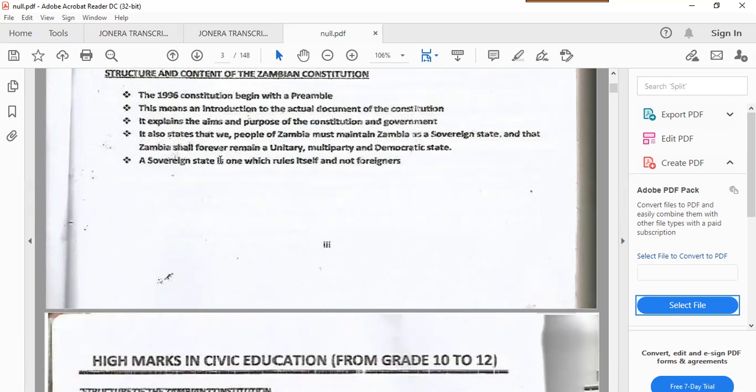And that Zambia shall remain forever unitary, multi-party, and democratic. A sovereign state, like I said, is one which rules itself and not by foreigners. So this is what a preamble has to contain. It has to have an introduction about what the document is talking about, the aims and purposes of our constitution, and it has to talk about maintaining Zambia as a sovereign state, a unitary state, multi-party and democratic state in the preamble. And remember, the 1996 constitution up to date, it has to begin with a preamble.